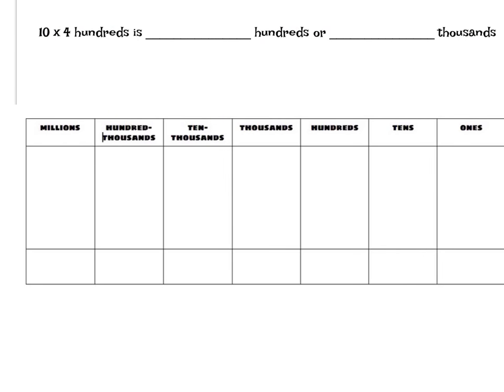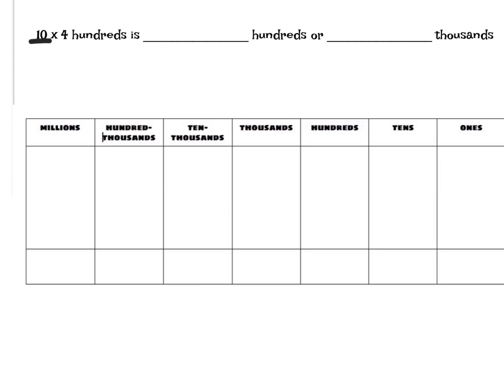Let's get started on our first problem. 10 times 4 hundredths is blank hundredths or blank thousandths. So this problem is asking me how much is 10 times 4 hundredths. I can think to myself that 10 times 4 is 40, and the unit I'm in is hundredths, so it's 40 hundredths.